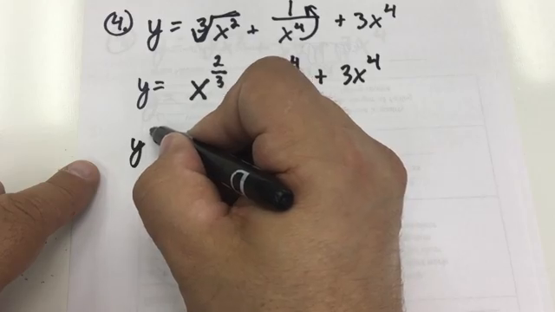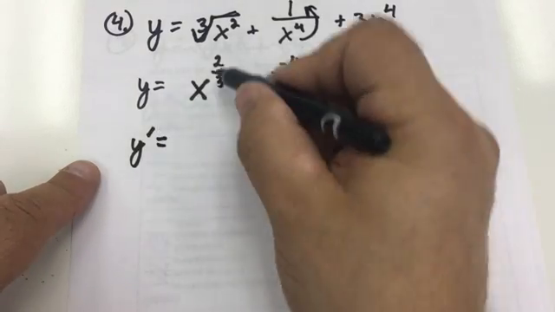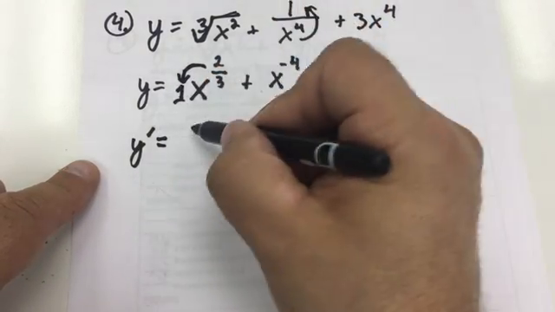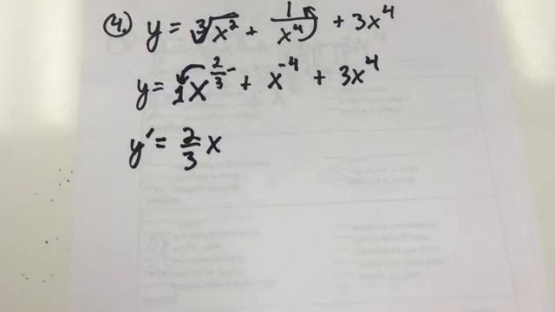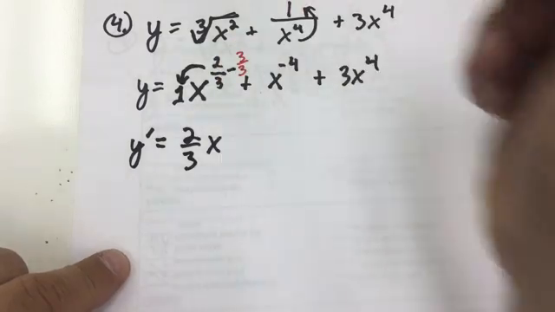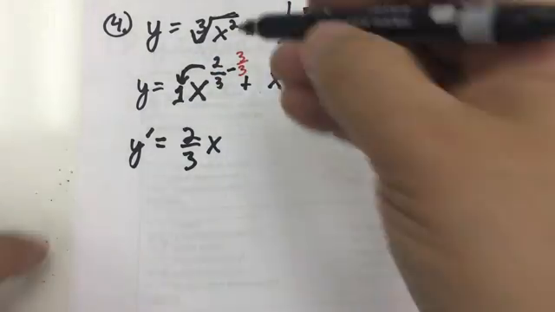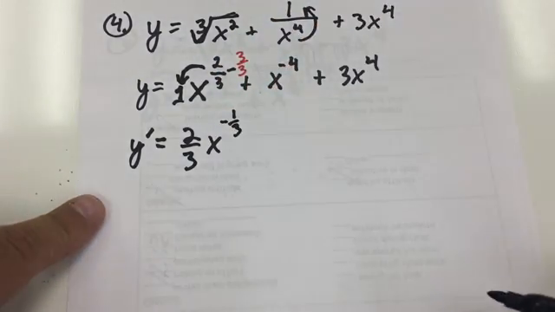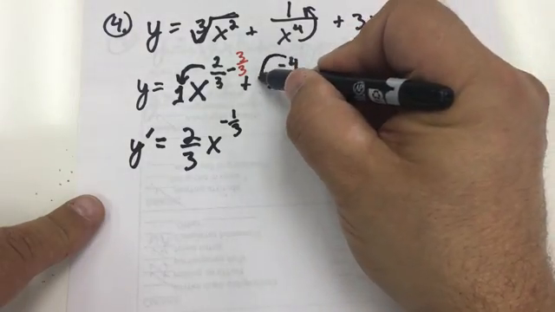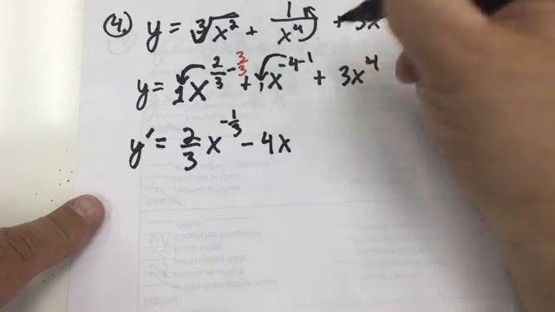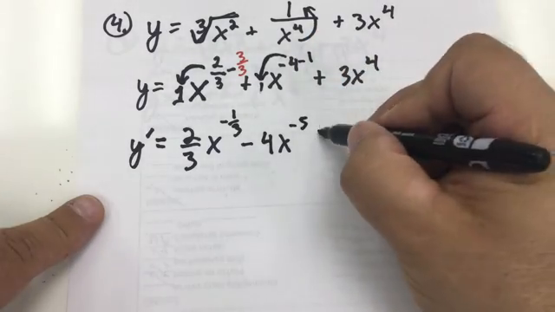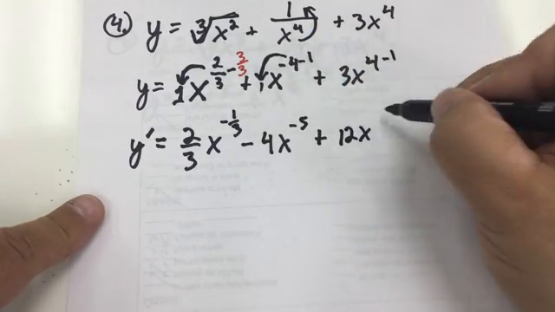So the derivative will equal, that's not y, that's y prime, equals, well, I do 2/3 times the number 1 out front. So that's going to give me 2/3 x. And don't forget I have to subtract 1. But a little trick is to write 1 as 3 over 3. And that will give me a common denominator. So that's going to give me x to the negative 1/3 power. The exponent using the power rule times the hidden 1 up front. That's going to give me negative 4x, don't forget I subtract 1, to the negative 5th, plus 12x, minus 1, to the 3rd.